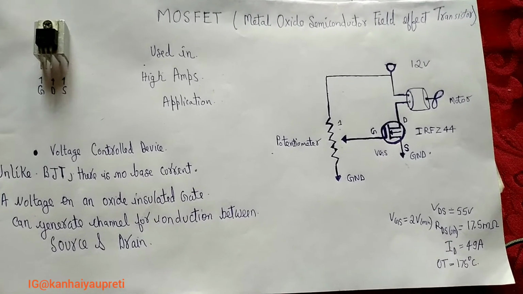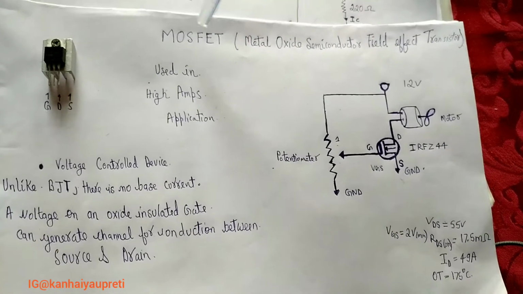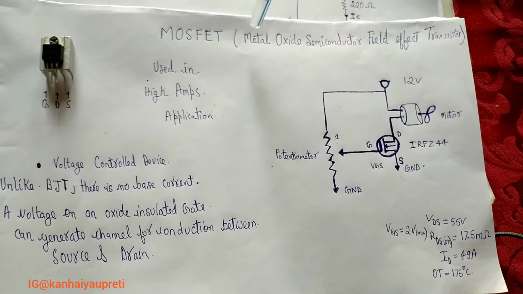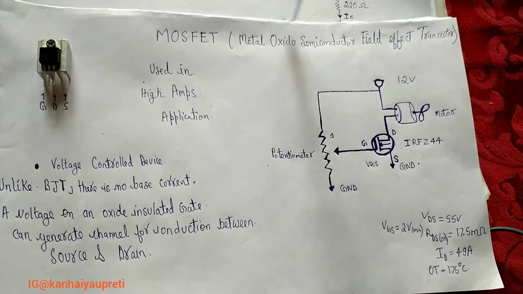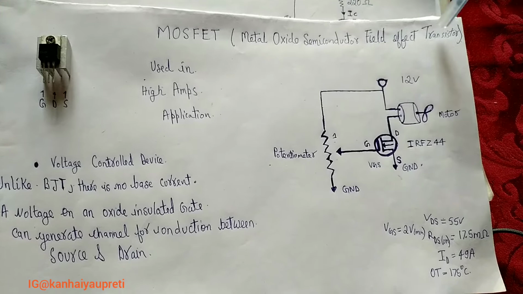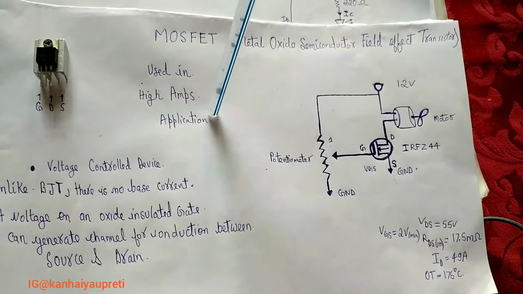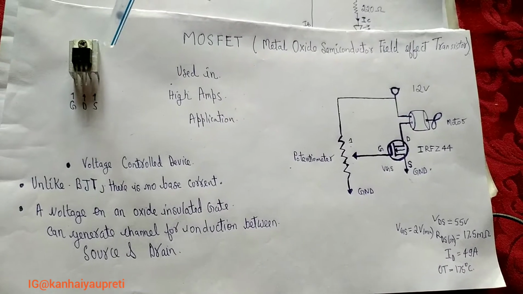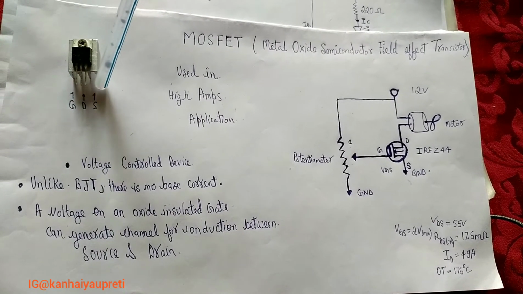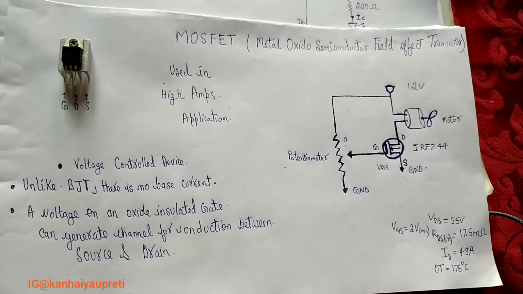Hello everyone. Today we're gonna learn about MOSFET. So the MOSFET stands for metal oxide semiconductor field effect transistor. MOSFETs are used in higher amp applications. They are three-terminal devices. The three terminals are gate, drain, and source.